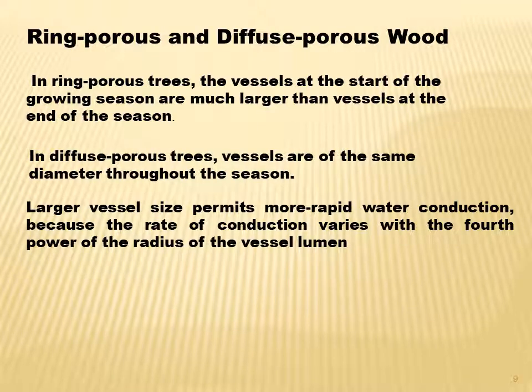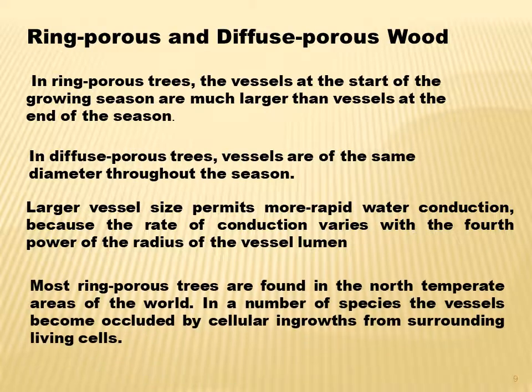Larger vessel size permits more rapid conduction of water because the rate of conduction varies with the fourth power of the radius of the vessel lumen. Most ring porous trees are found in the north temperate areas of the world. In a number of species, the vessels become occluded by cellular ingrowth from surrounding living cells.